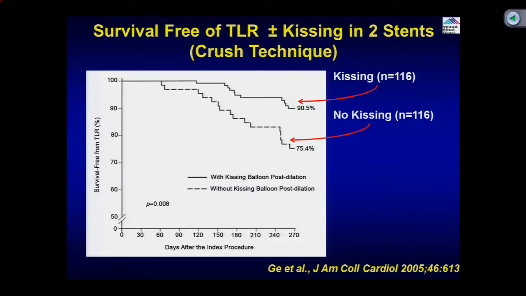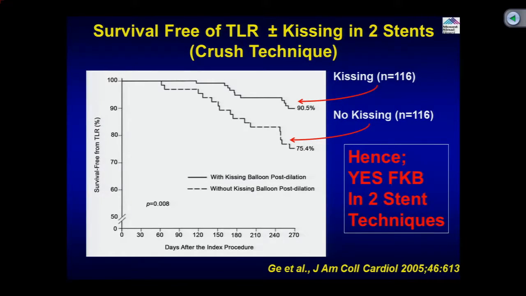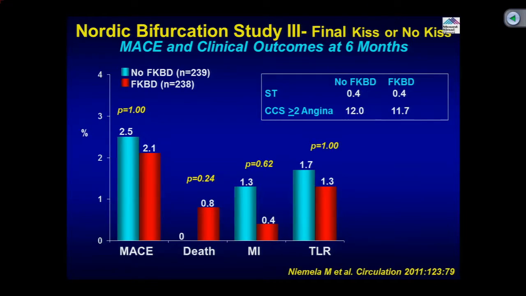So one thing for sure, studies have shown that if you put two stents, this is the data from the Cactus crush, if you leave two stents and you did not do a kissing balloon inflation, you have a much worse outcome, 75% event-free survival versus 90.5%. So with two stents, final kissing balloon is a must. Now what about if you don't put two stents? Then we have a randomized trial called the Nordic Bifurcation 3, kiss or not kiss, which showed that routine kissing is not necessary in the large 450 plus cases.